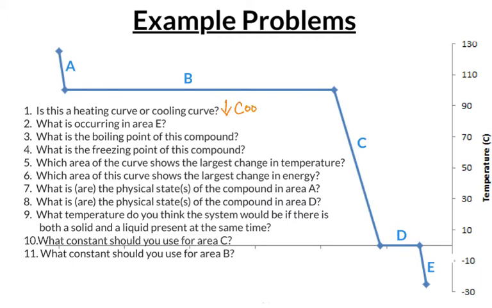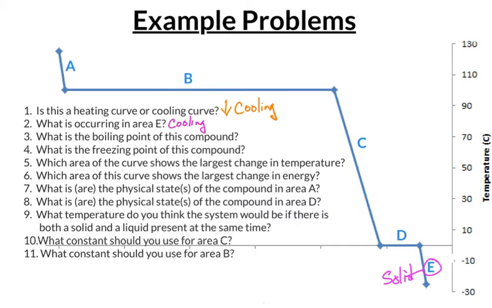Number 2, what is occurring in area E? So if we look at this, we're starting with our gas, and we're going all the way down to letter E, which is at the bottom here. That's a solid, and we see that it is cooling, so we're cooling the solid.